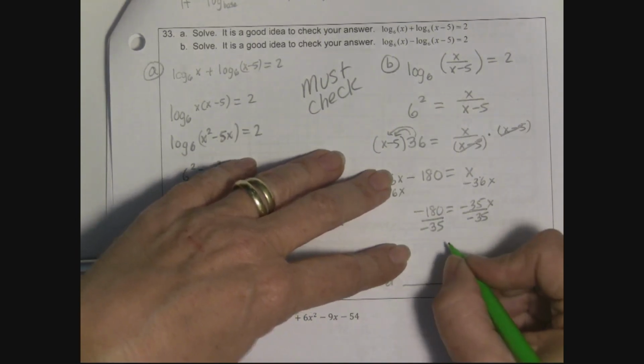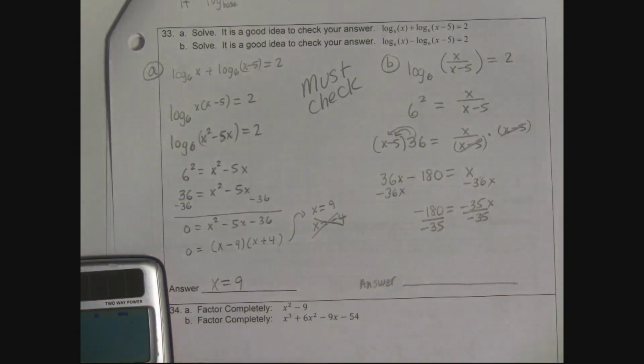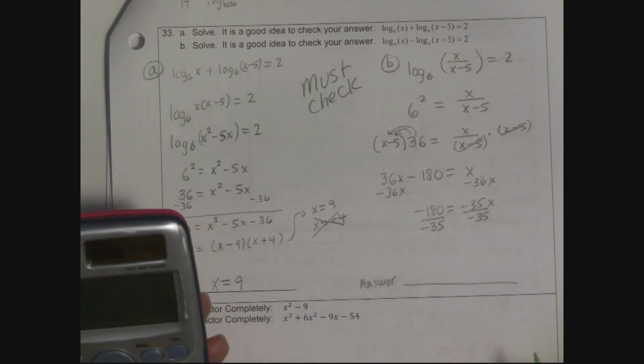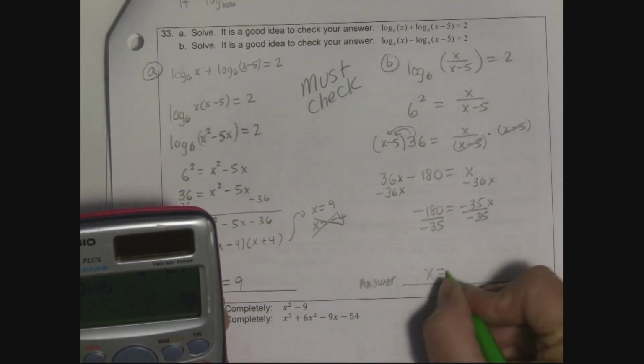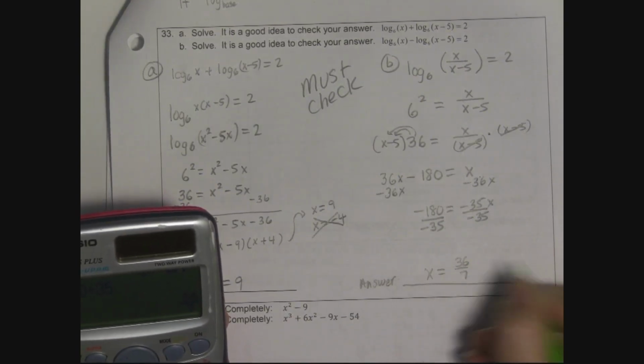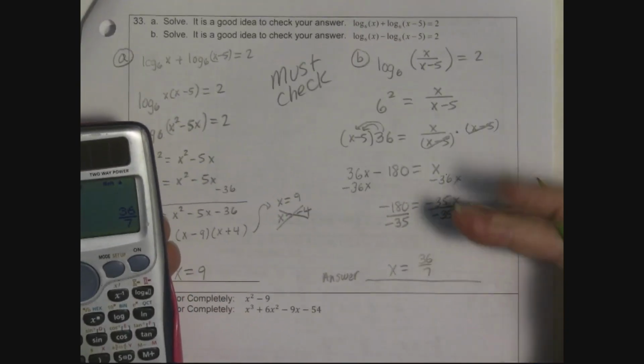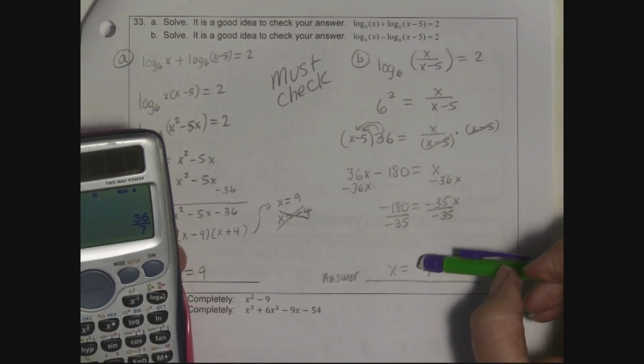And remember, logs are must check. And so this is 180 divided by 35. I don't have to worry about putting in the negative because a negative divided by a negative is a positive. And I get x equals 36 over 7. I don't remember that answer, and I have to check it. I have it down here on my answer line.